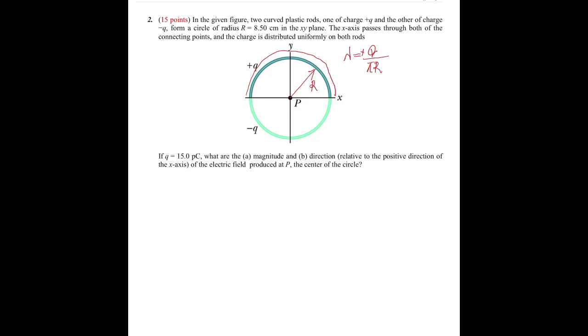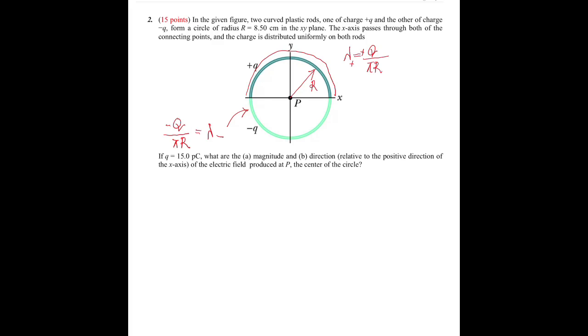This plus the charge density of this one, I'm going to call it lambda minus, that equals minus Q, that is the charge, divided by pi r. So these are the charge densities.